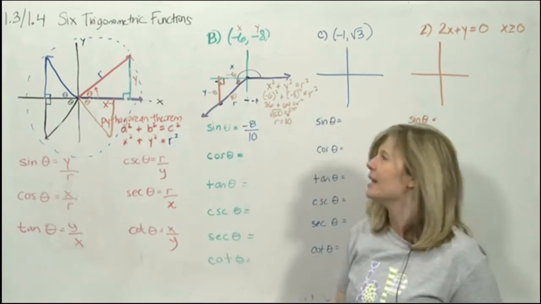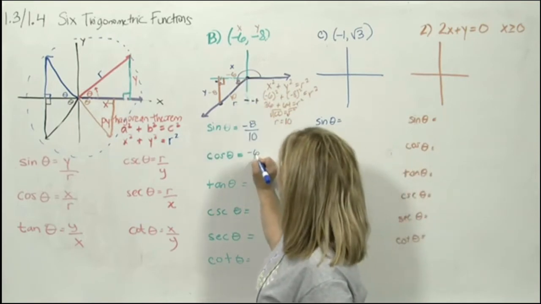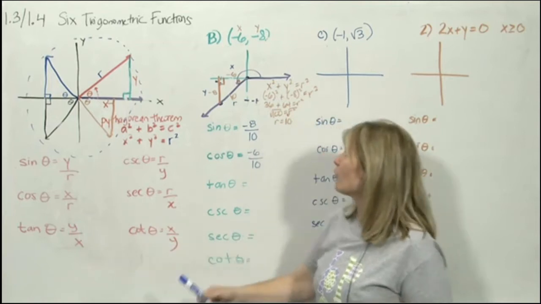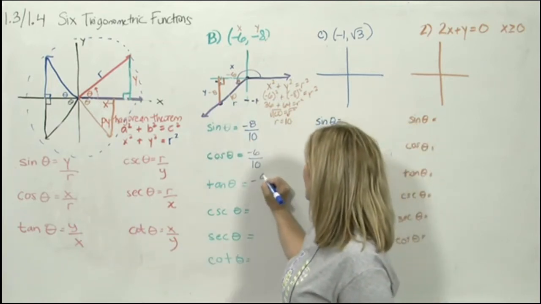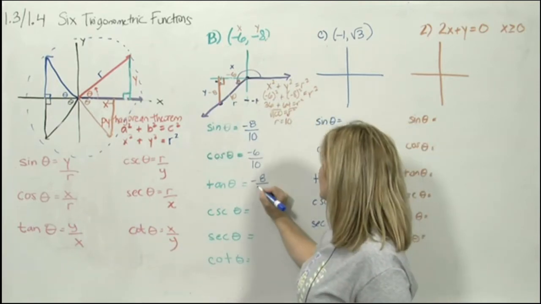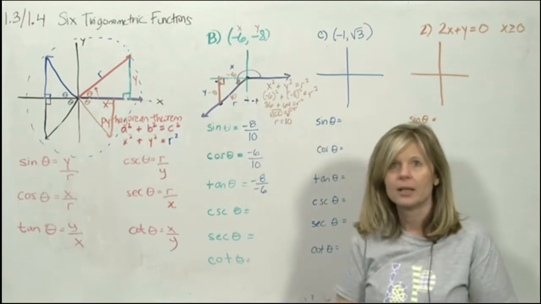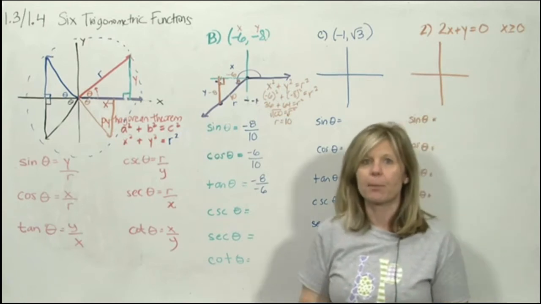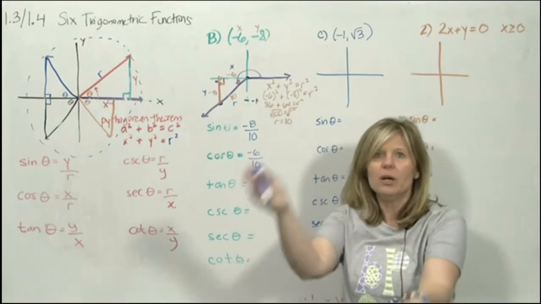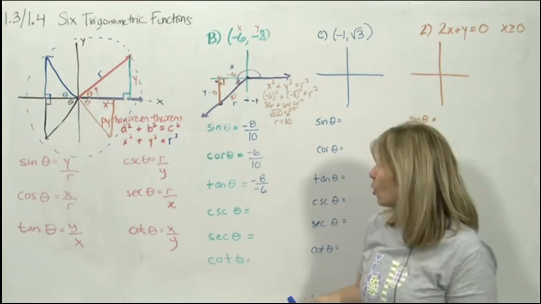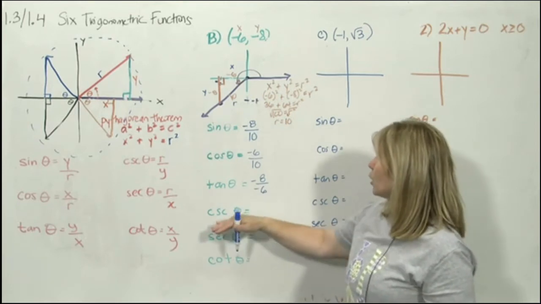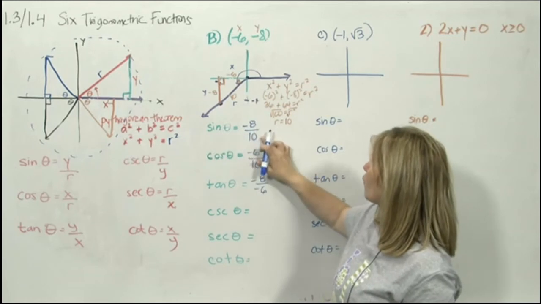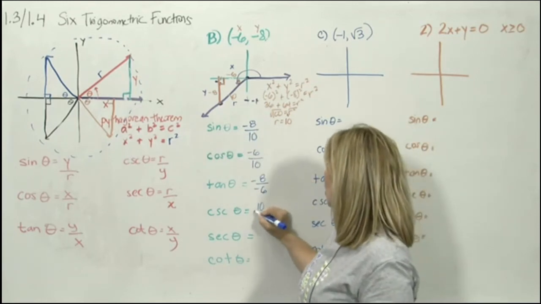Cosine theta is x over r. X is negative 6, our r value is 10. Tangent is y over x. Y is negative 8, x is negative 6. Now to do the other 3 trig functions, they are reciprocals. What does the reciprocal mean to do? Flip the fraction. So guys, all you got to know is who matches with who. Cosecant always matches with sine. So if sine is y over r, cosecant is r over y.